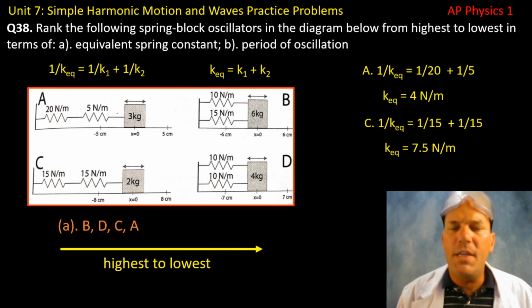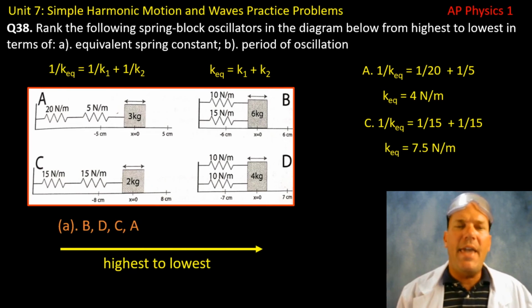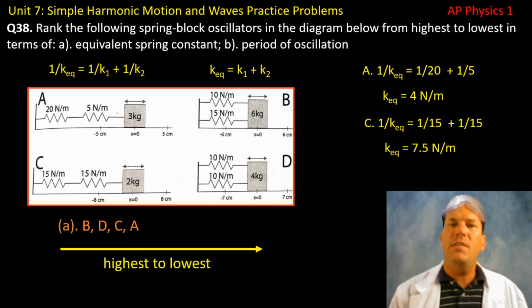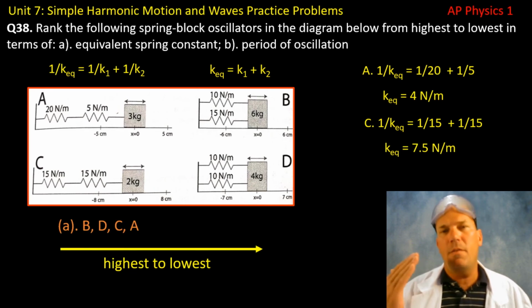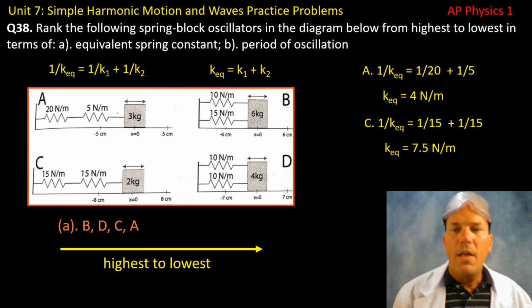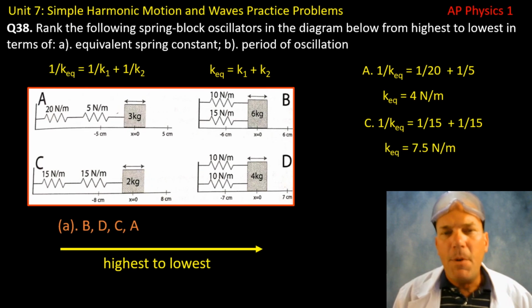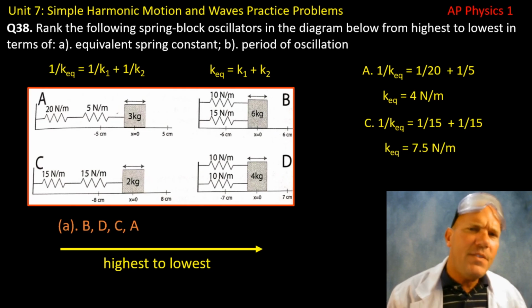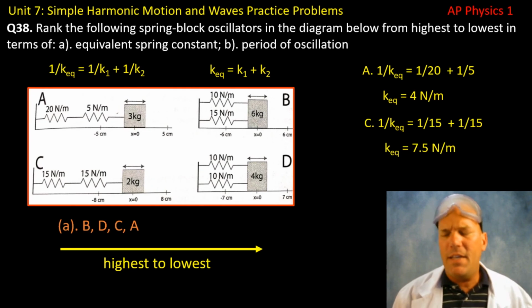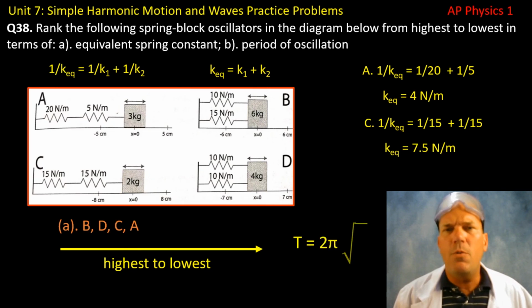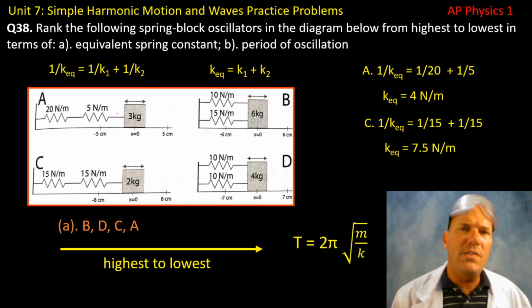B greater than D greater than C, with A having the smallest spring constant of a mere 4 newtons per meter. Now, for the next part of this, we're going to look at the period of oscillation. In other words, the amount of time to complete a cycle. Let's look at this equation and use mathematical reasoning.